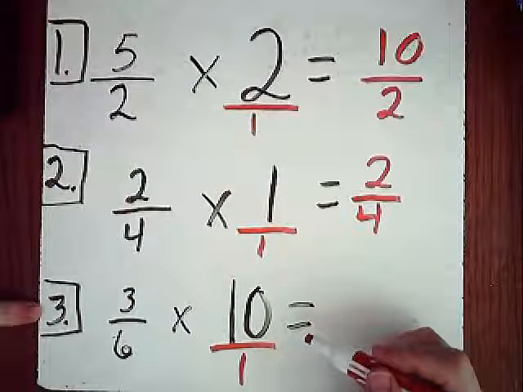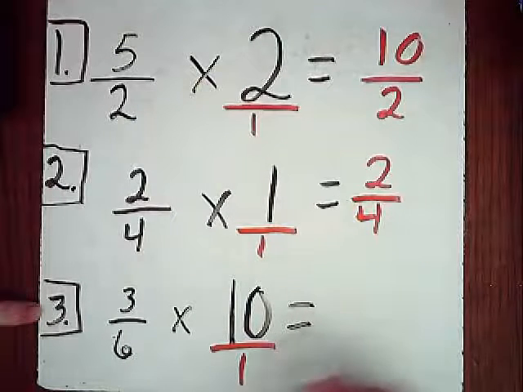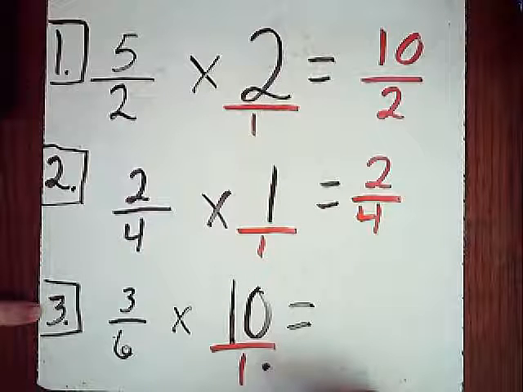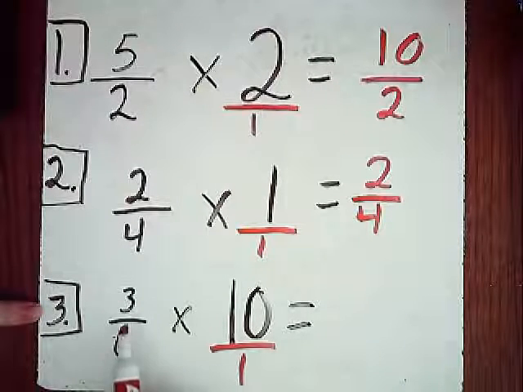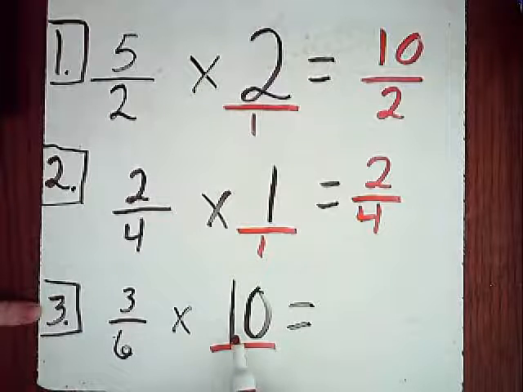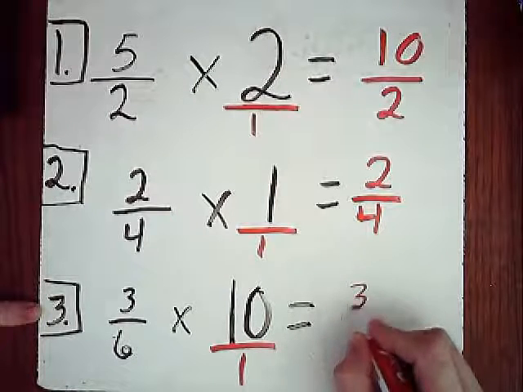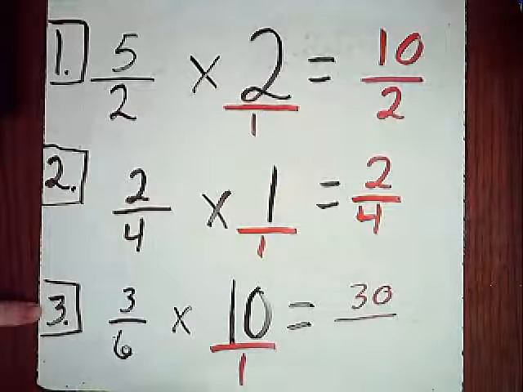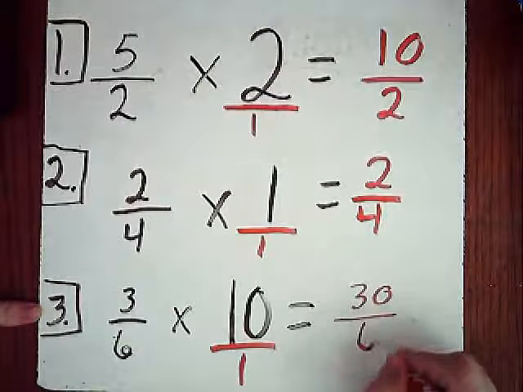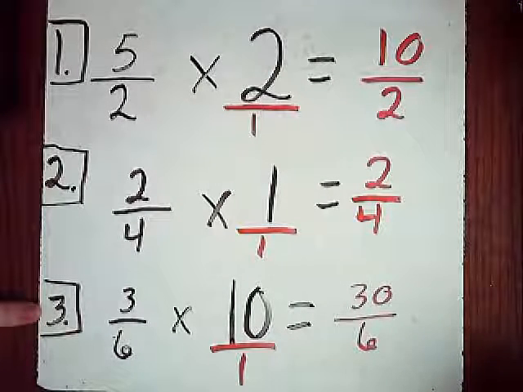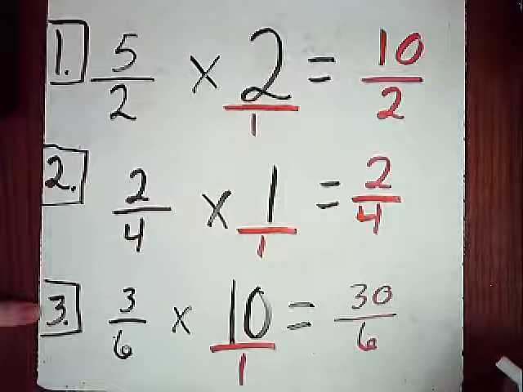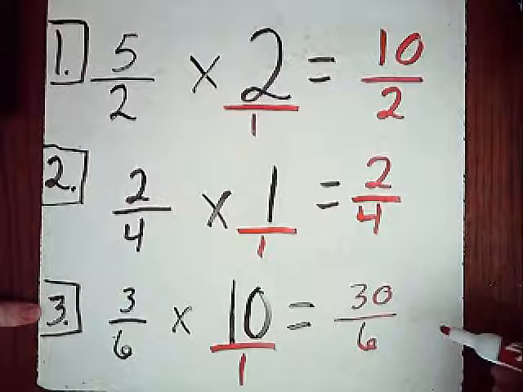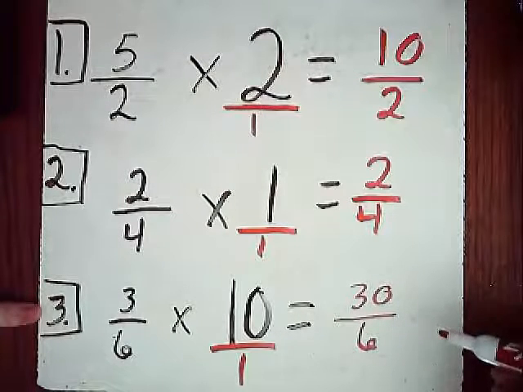Number 3, we do have a 2-digit multiple, but it is not changing how we would solve this problem. We would still work it the same way. We turned it into a fraction by adding our 1 at the bottom. Then you would simply multiply across. You would have 3 times 10, which gives us 30. And then 6 times 1, which would give us 6. Again, an improper fraction, so we could convert it. Why don't you give it a try and see how you do?